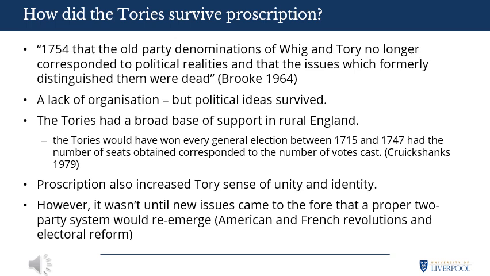So, how did the Tories survive proscription? During this period of the mid-18th century, even the mention of parties is broadly incorrect, or at least is seen as incorrect. As Brooke notes, it was universally recognised that around 1754, near the end of George II's reign, denominations of Whig and Tory no longer corresponded to political realities, and that issues which formerly distinguished them were dead. Furthermore, there were no party organisations in this time. Some Whigs were organised around the Treasury, i.e. the court, but there was no organisation independent of court or state.